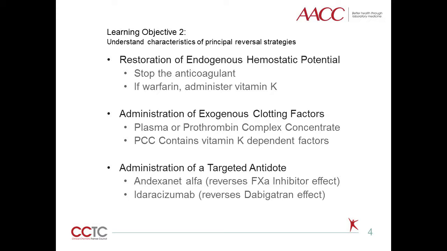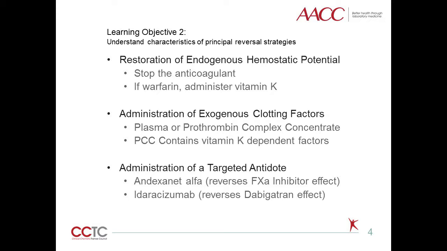Reversal strategies in the third category involve targeted antidotes. The two covered in this review specifically bind and neutralize NOAC. Idarucizumab, Boehringer Ingelheim Pharmaceuticals, Ridgefield, Connecticut, is a monoclonal antibody that binds with higher affinity to dabigatran and its metabolites than the binding affinity of dabigatran to thrombin, thus neutralizing the dabigatran effect.